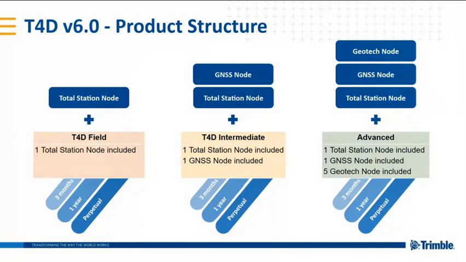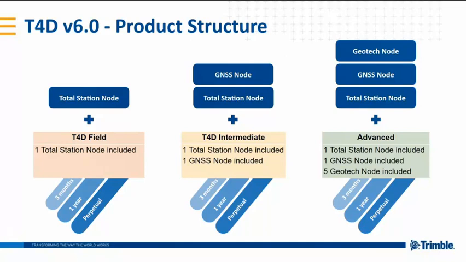We have introduced three editions: T4D Field, T4D Intermediate, and T4D Advanced. Each of them is sold as a perpetual license next to timed licenses. Field supports total stations, Intermediate total stations plus GNSS, and Advanced also includes geotechnical support. That's the difference from a functionality point of view.